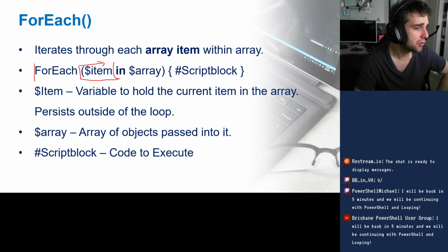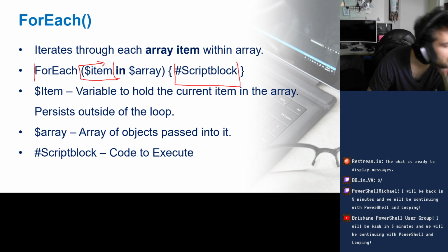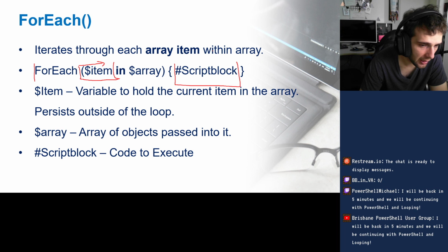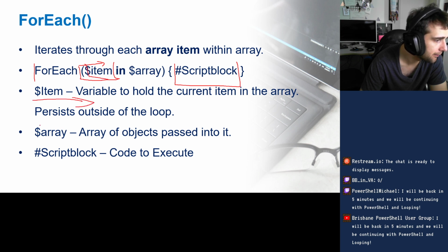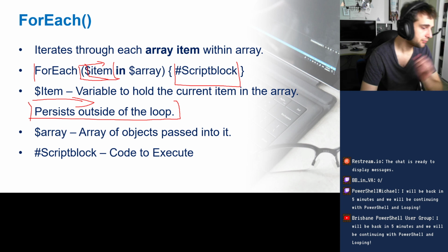And then we'd have a script block. And the script block would basically, you do something with it. Now if you want to access that specific object or value item within the array or collection, you need to use the item variable. That's why it exists. Now one thing that's important is that it actually persists outside the loop, and we're going to actually show you that in a demo.